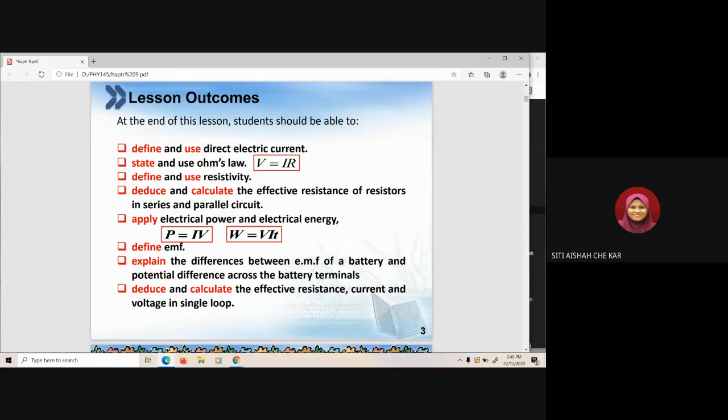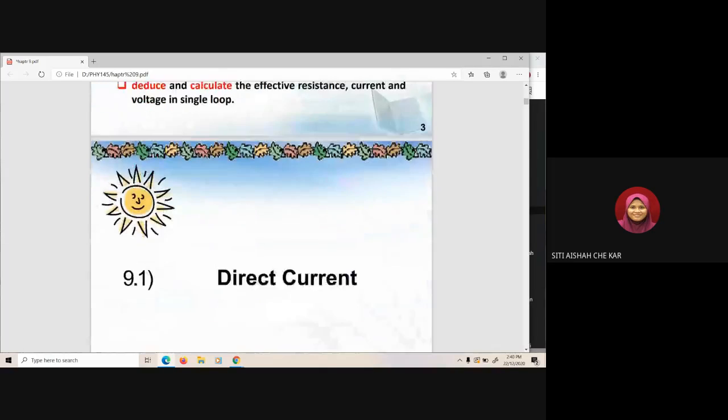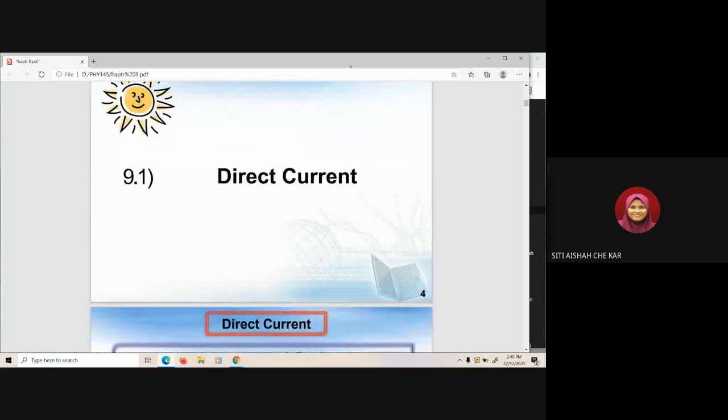We hope at the end of this lesson, students should be able to define and also calculate. Okay, kita go one by one lah. Okay, we have direct current, or in short term usually we use DC.